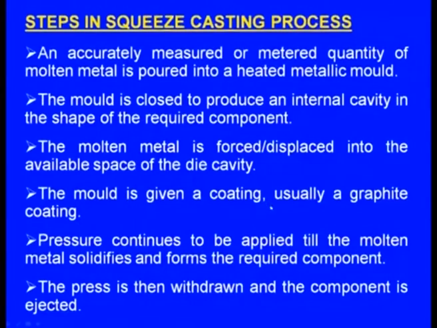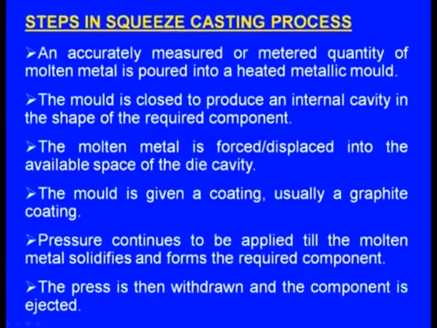After the molten metal is poured into the metallic mold, it is forced into the available space of the die cavity. Before that, the mold is given a coating, usually a graphite coating. Pressure continues to be applied till the molten metal solidifies and forms the required component.